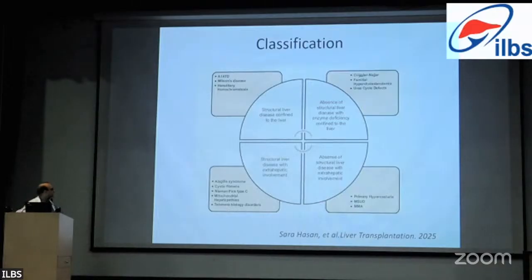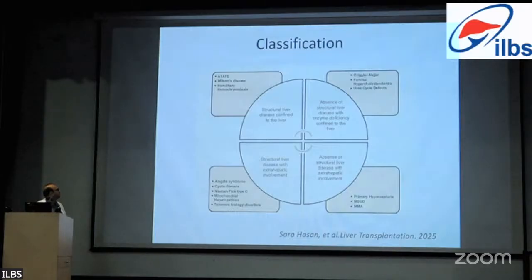When there is structural liver disease with extrahepatic manifestation, then again the ball changes, because of what we are going to offer. Then comes Alagille syndrome, cystic fibrosis, Niemann-Pick type C, mitochondrial hepatopathies, and telomerase biology disorders. Practically for a surgeon, it's very difficult for me to understand all this at present, but I try to simplify.